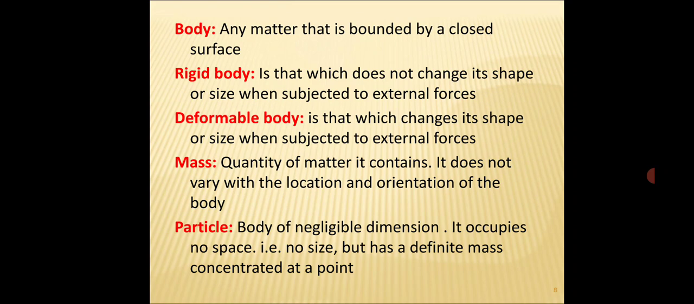So, rigid body. What is that? A rigid body does not change its shape or size when subject to an external force. When an external force is applied to that body, it doesn't change its shape or size. It is called a rigid body. Deformable bodies, when an external force is given to that body, can change their shape or size. So a rigid body cannot change its original position, size or shape. A deformable body will change its position, shape or size when an external force is applied to that body. The next one is mass.